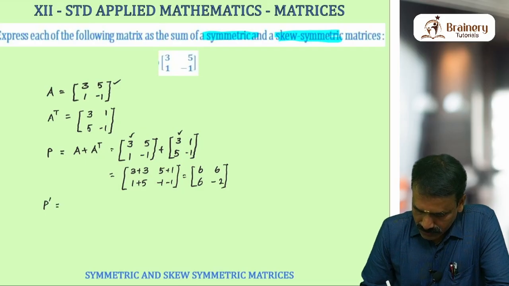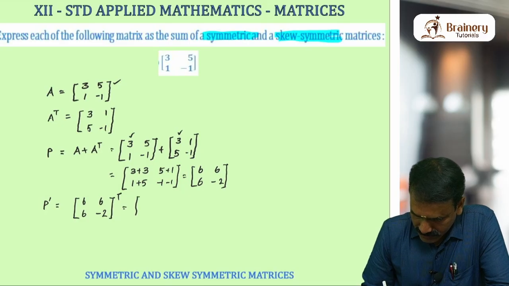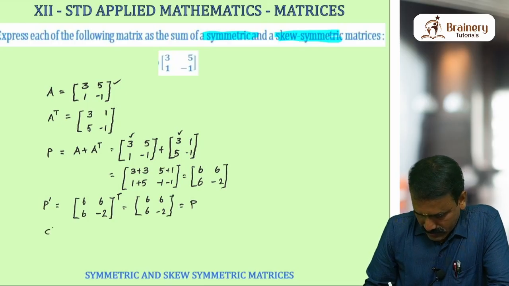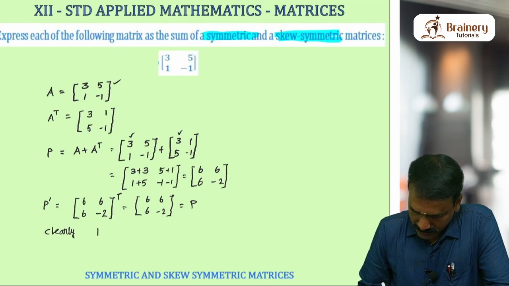P dash is equal to 6, 6, 6, minus 2 transpose, which is nothing but 6, 6, 6, minus 2, which is equal to P. So clearly P is a symmetric matrix.